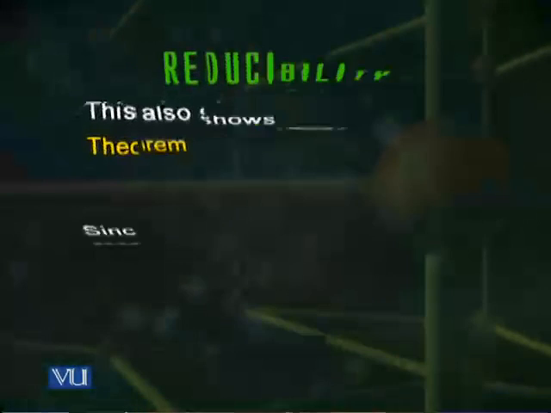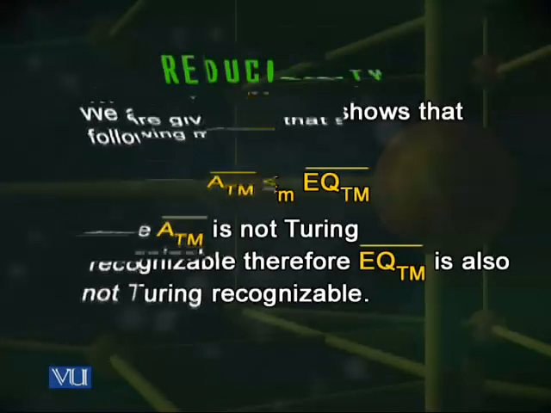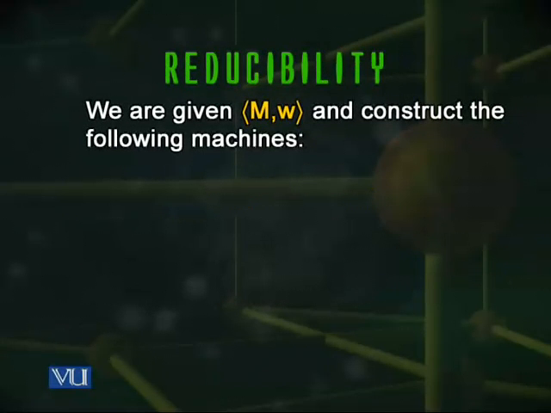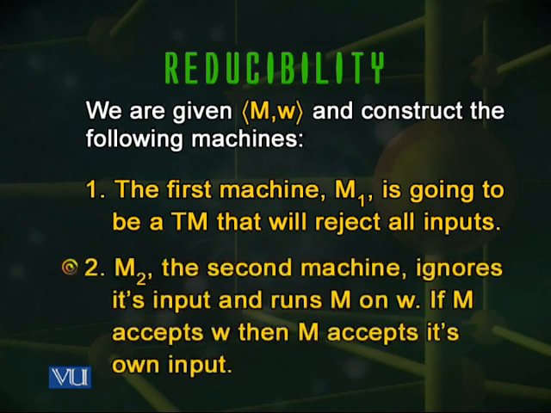Now, what we want to do is conclude that EQTM itself is also not Turing recognizable. The way we would do that is we will reduce ATM to the complement of EQTM. If we are successful in doing this, we can follow the same line of reasoning to conclude that EQTM itself is not Turing recognizable. Now, suppose we take the pair M, W, and we construct new Turing machines as follows. M1 is going to be the Turing machine that rejects all inputs. M2 is going to be the following Turing machine. It ignores its own inputs and runs M on W.